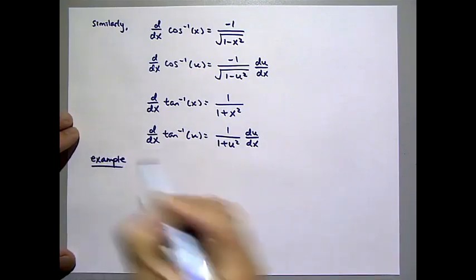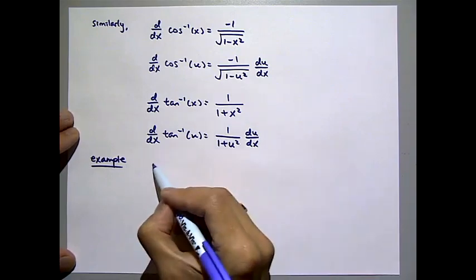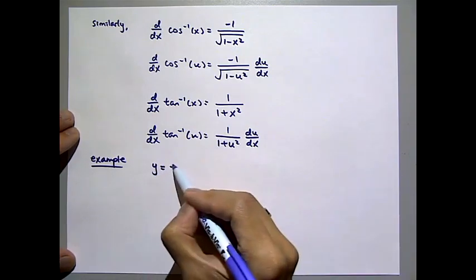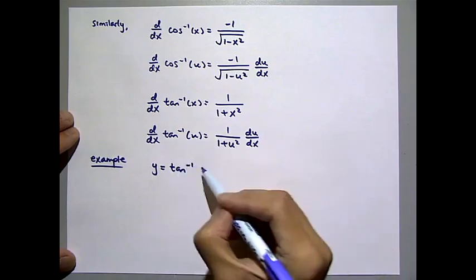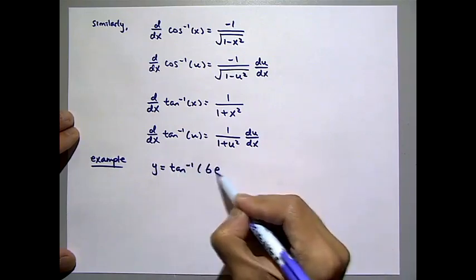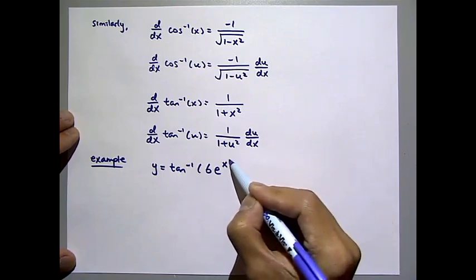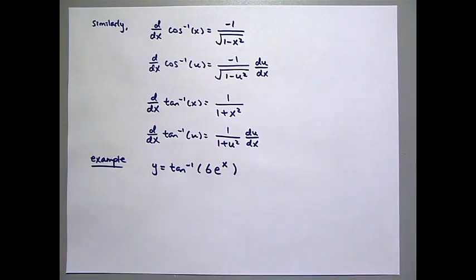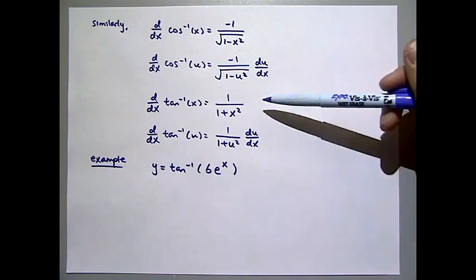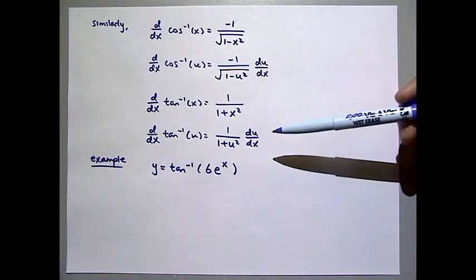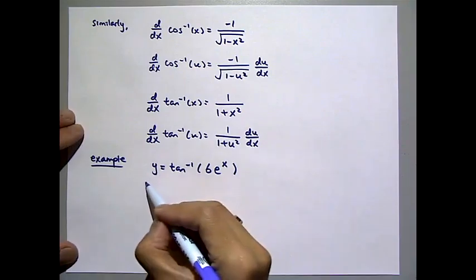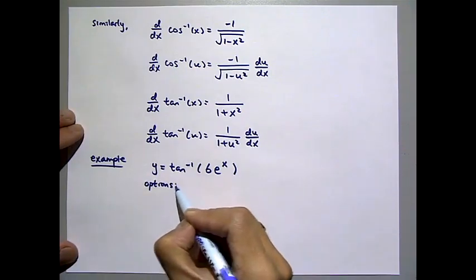Let's do one example here. Let's say the function is inverse tangent of 6e to the x. Okay, there are a couple of things you can do. You can simply use the formula if you want to. Or you can do, so I'll write down the options.